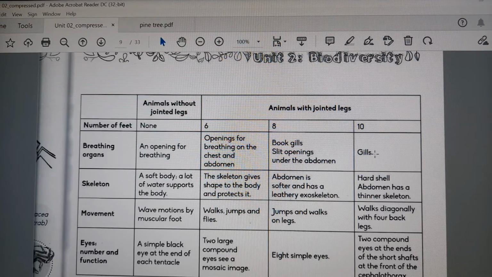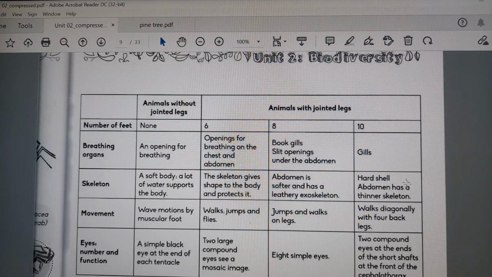It uses gills to breathe. And the skeleton, it has a hard shell. The abdomen has a thinner skeleton. It walks diagonally with four big legs. You know, the crab walks sideways. And it has two compound eyes at the end of short shafts at the front of the cephalothorax.